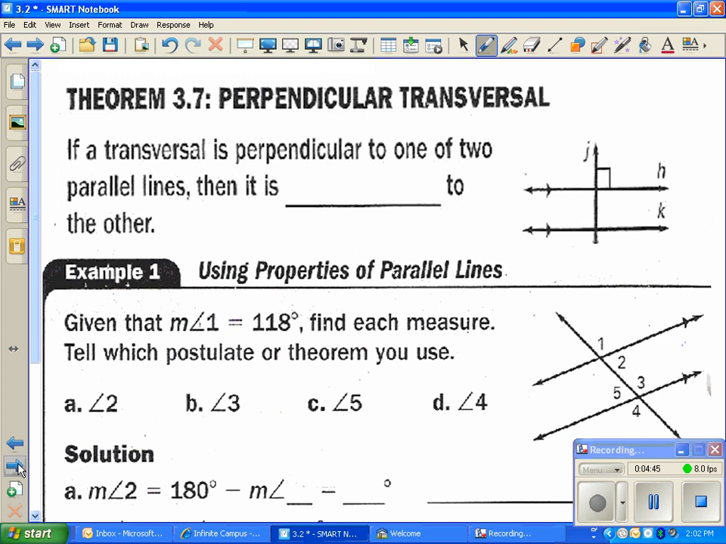All right, so if a transversal is perpendicular to one of two parallel lines, then it is blank to the other. If you have a transversal that is perpendicular to one of your lines, okay? What do you think it's doing with the other one that's parallel to it? Do you think it's going to be perpendicular to it also? Right? These all have to be 90 degrees. If these are parallel lines, then the corresponding angles are going to be congruent, right? So then it's going to be also perpendicular.